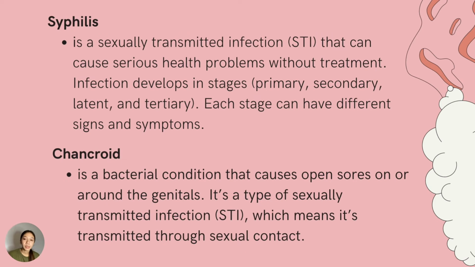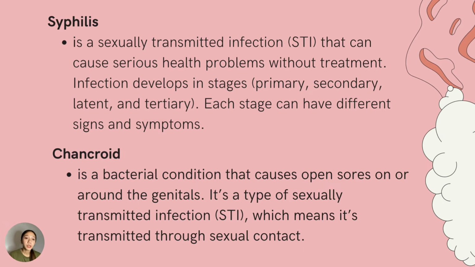Next is the syphilis. What is syphilis? It is a sexually transmitted infection or disease that can cause serious health problems without treatment. Infection develops in stages. So, meron daw stages. Primary, secondary, latent, and tertiary. So, each stage can have different signs and symptoms.